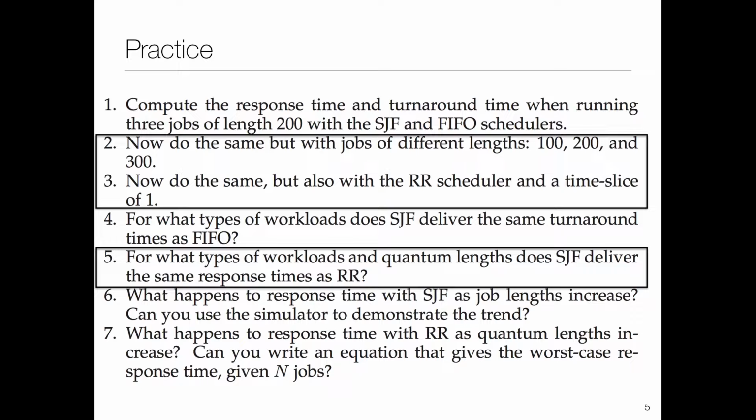One of the ways to approach this problem is to take the most trivial example, which is when all the jobs have the same length. What happens in that case? Work it out in your notebooks. If all the jobs have equal length, what time quantum should you use so that SJF gives you the same response time as round robin? Yeah, all the jobs are of equal length.